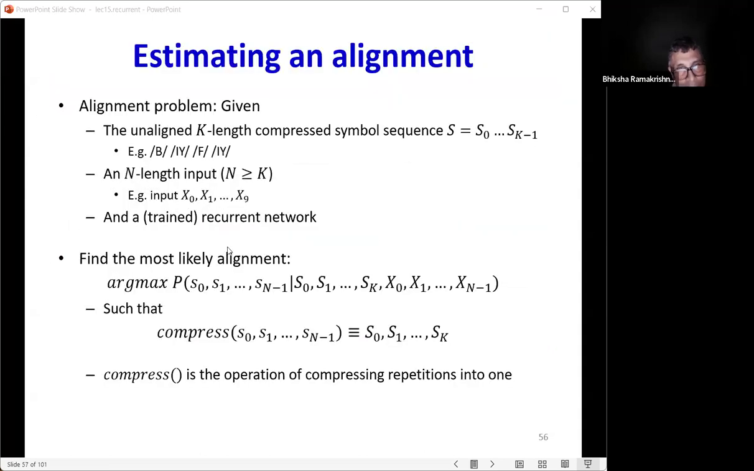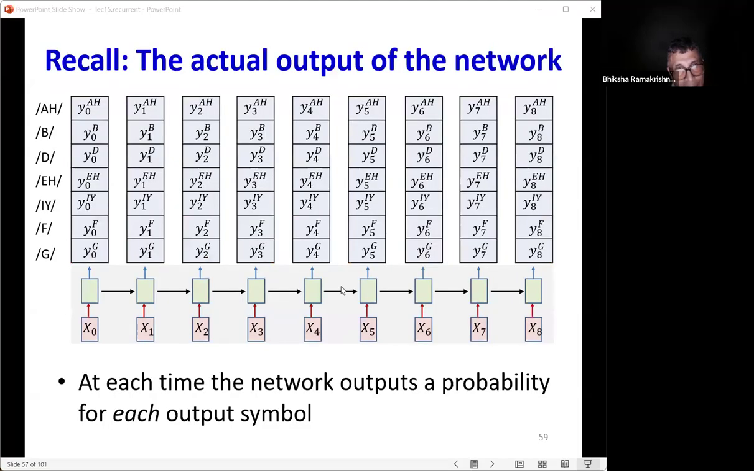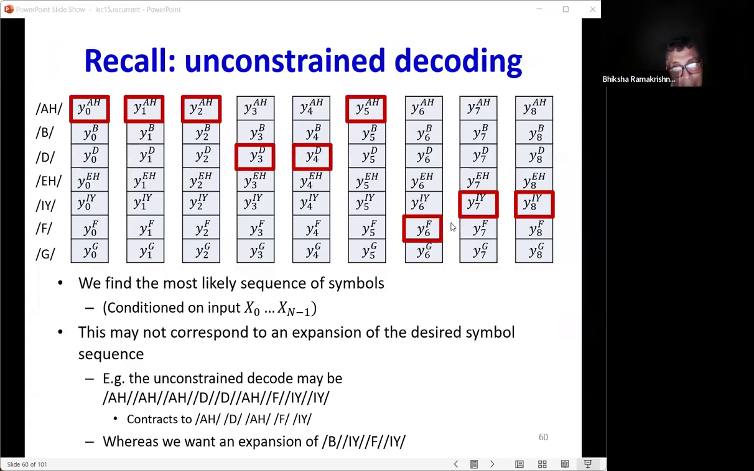So here's our problem again. We want to find the alignment given the compressed sequence and the input. Here is the input. Let's say I'm trying to align the symbol sequence BFE to this. At each time, the network is going to produce a vector of output probabilities. A cheap thing for me to do would be to just pick the most likely symbol at each time. And let's say I really want to be generating the symbol sequence BFE. If I just pick the most likely symbol at each time, will this be an alignment of BFE? Yes or no?